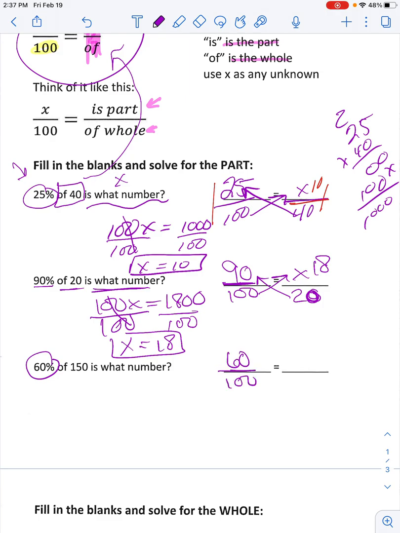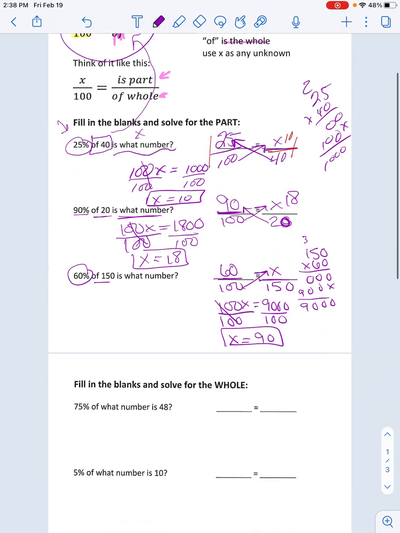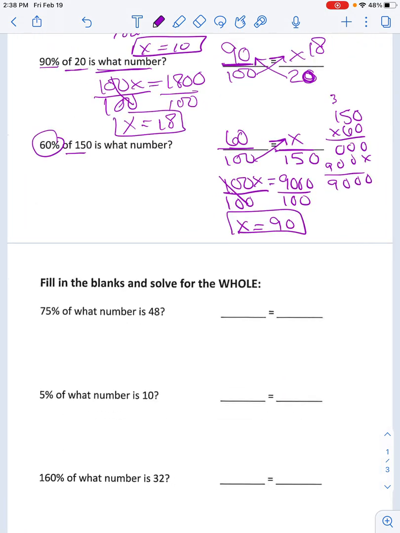60%, percentages go out of 100. Of 150 is over of, so 150 goes on the bottom. Is what number goes on top? We're going to do cross products. 100 times x is 100x. 150 times 60 is 9,000. And we're going to divide by 100 to get that x by itself. So we'd get 90. Okay.